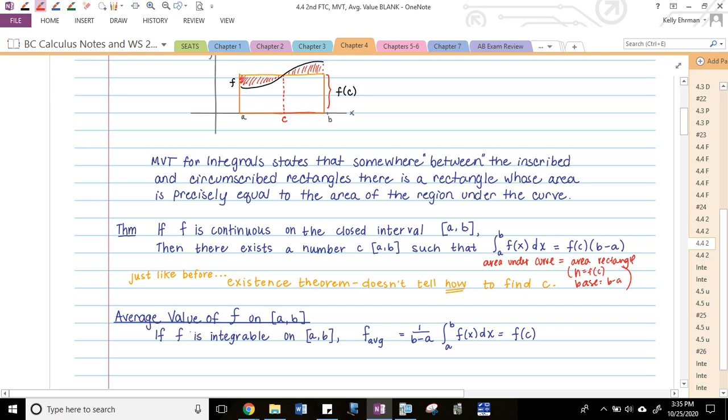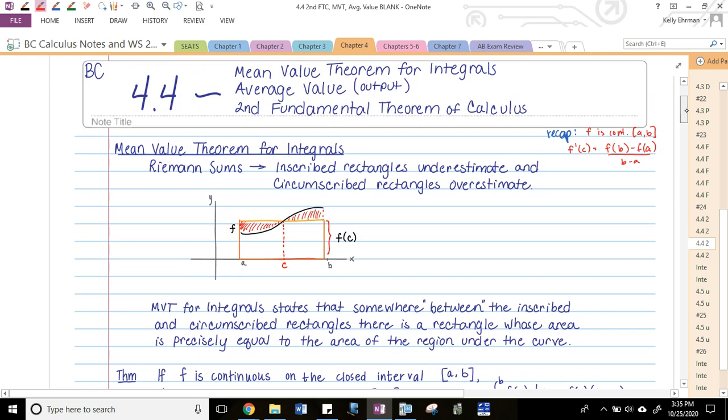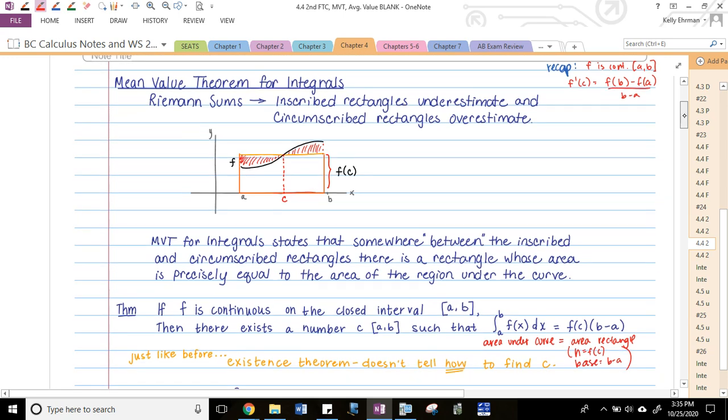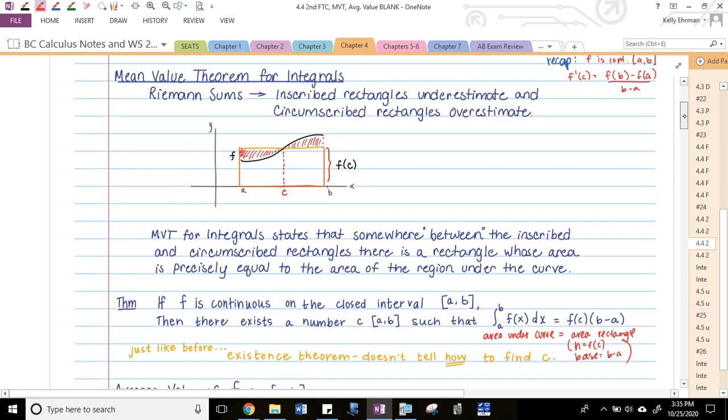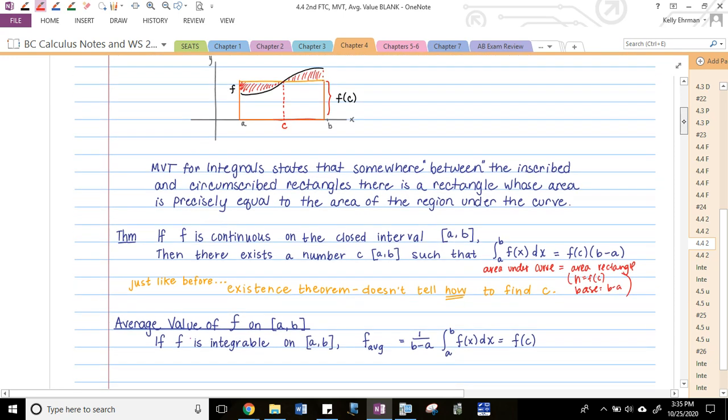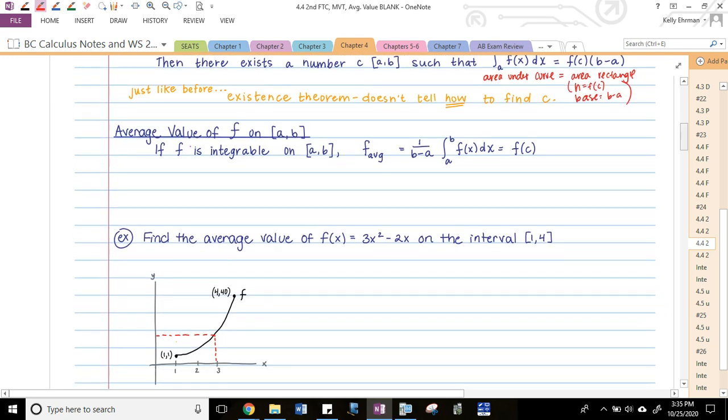Just like the first MVT, mean value theorem, that we had for derivatives, it's just an existence theorem. It doesn't tell you what c is. It just tells you that, yes, c must exist. All right, so we'll practice that in a little bit. What's this average value? You'll see this pretty commonly on AP questions for your response.